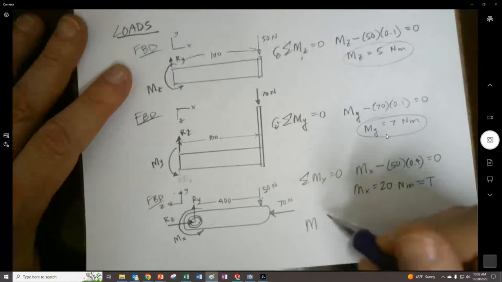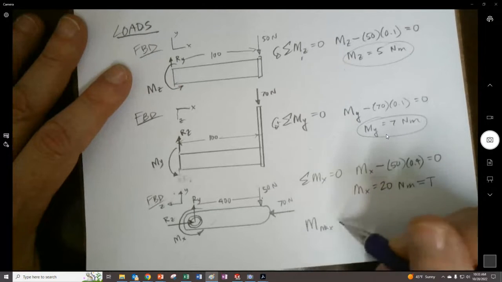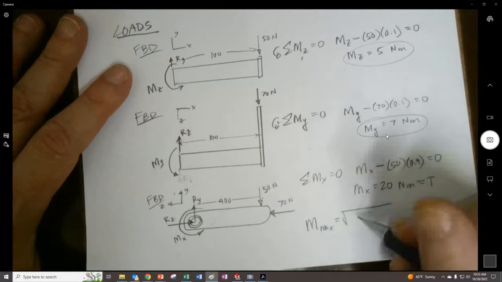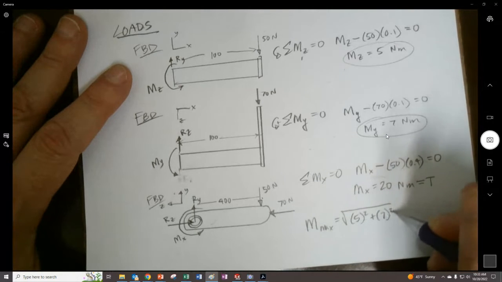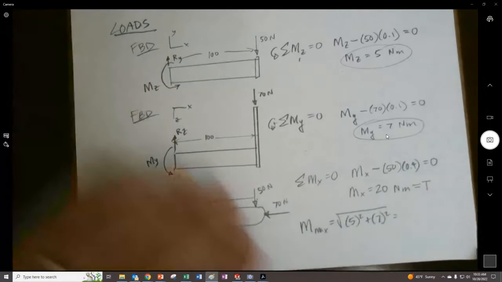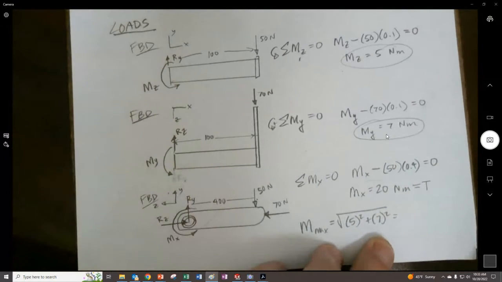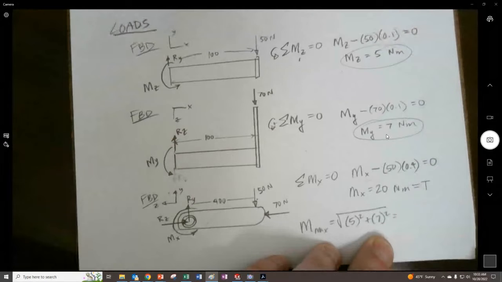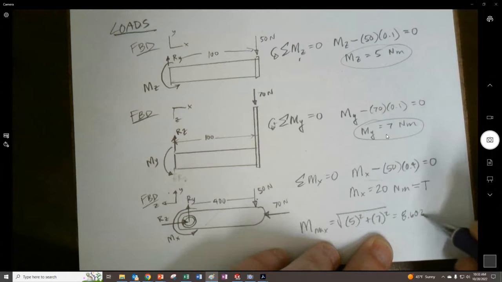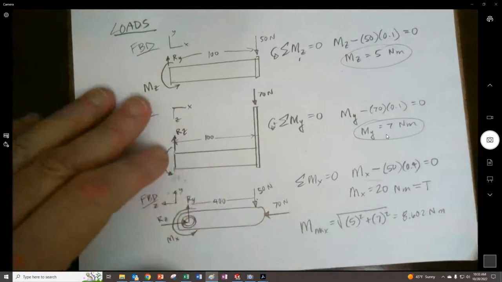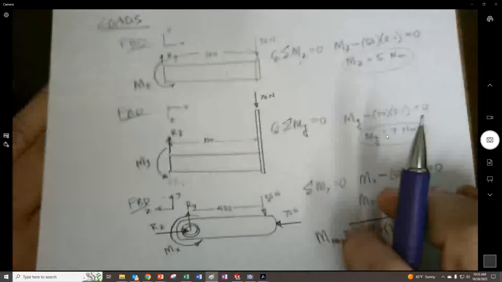But so we're going to say that the max moment is going to be the square root of the 5 squared plus the 7 squared, to get the out of plane bending moments that we're going there. So it says 25 and 49 and square root. So we get 8.602 Newton meters is going to be causing the bending on this.